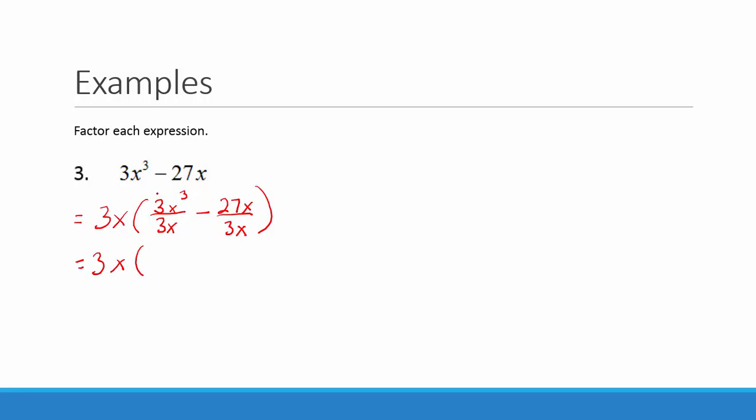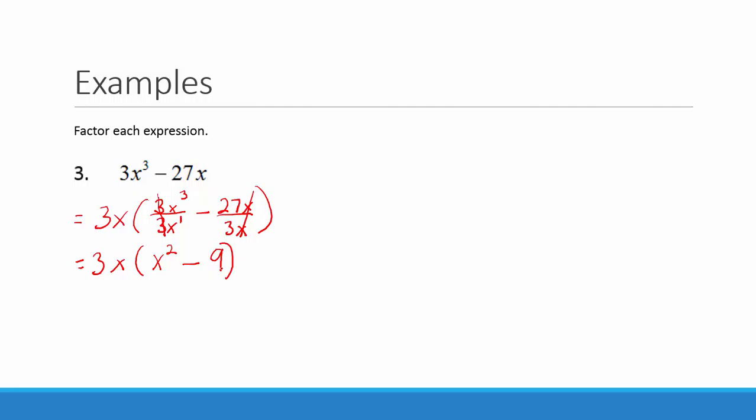So the 3 over 3 divides out and we get 1. Remember, we have a power of 1 on that x. So x to the third over x to the first, we subtract the exponents and get x squared. 27 divided by 3 is 9, and x divided by x is 1, and 1 times 9 is 9.